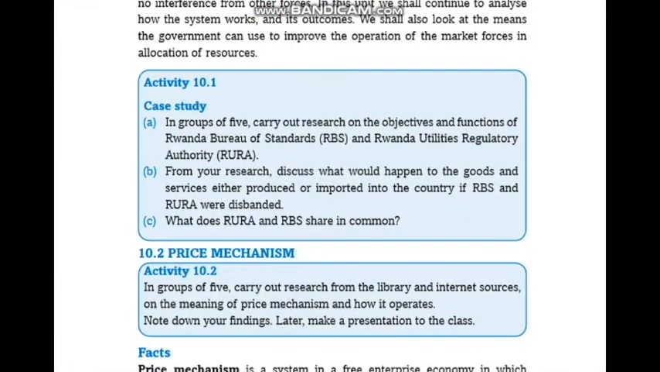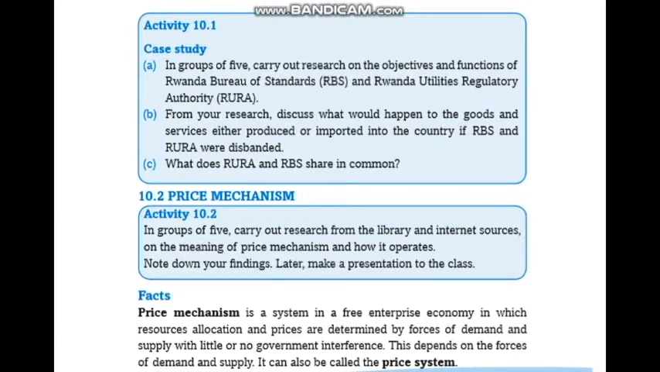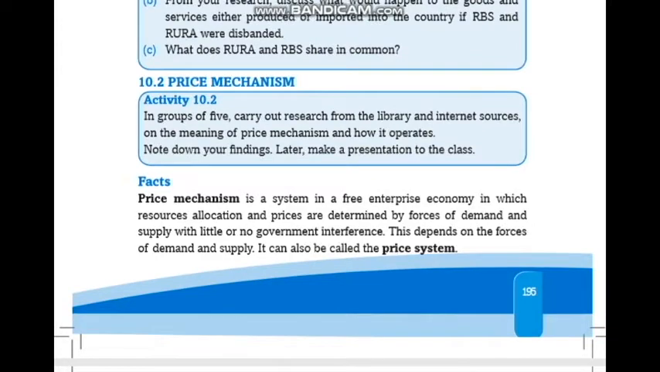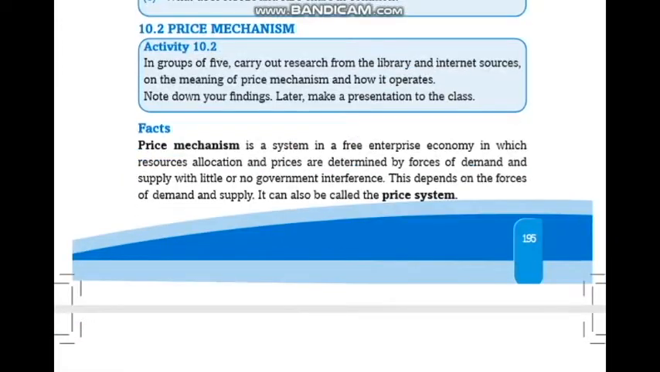the allocation of resources. So as activity 10.1, in a group of 5, sit as if you are in a group of 5, carry out research on the objectives and functions of Rwanda Bureau of Standards, RBC, and Rwanda Utilities Regulatory Authority, RURA. From your research, discuss what would happen to the goods and services either produced or imported into the country if RBS and the RURA were disbanded. What do the RURA and RBC share in common? So sit and think about those questions.